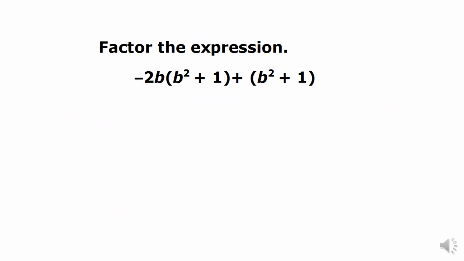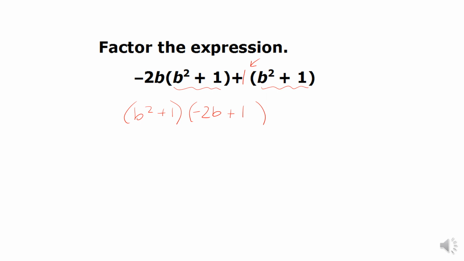Okay, so if I was going to factor this one, the first thing I have to notice is I have a common binomial factor. But what am I going to put in the second parentheses? So I put my b squared plus 1. That's my common binomial factor. But I have to remember that there is one of those. Remember, there's always that hidden 1 that's in front of it. So my second parentheses would look like this.